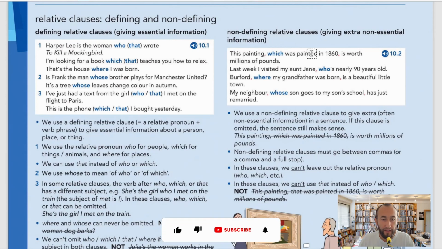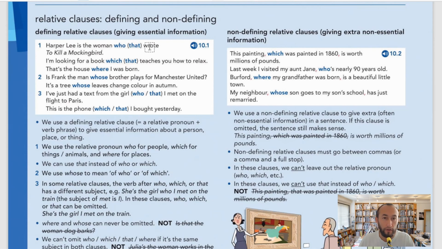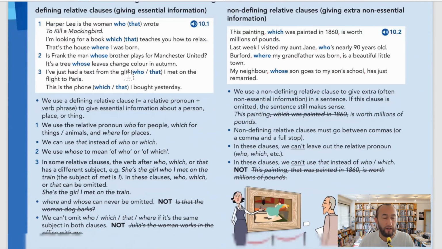Why do we call it non-defining? Again, as I said, it doesn't carry essential information. Removing it doesn't change the main meaning. On the other hand, a defining relative clause is going to carry important information, and removing it is going to affect the main idea of the whole sentence. So you can't use a comma with it. Anyway, let's jump into the exercise here.